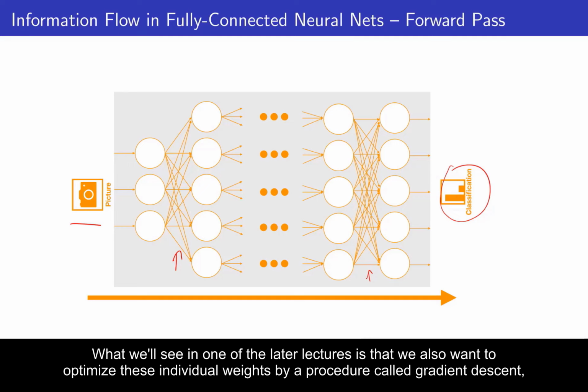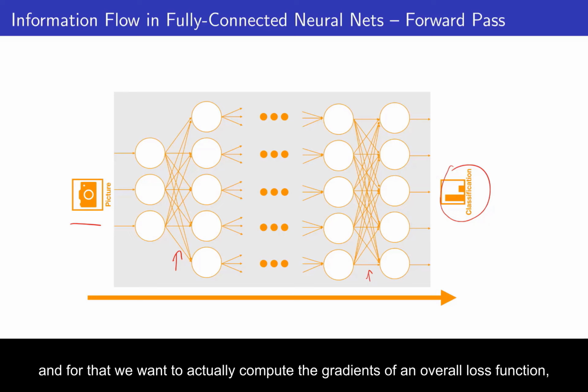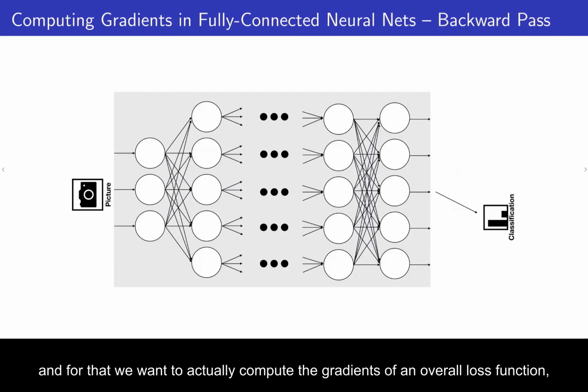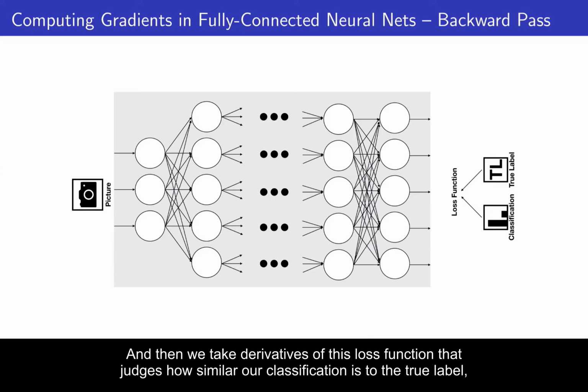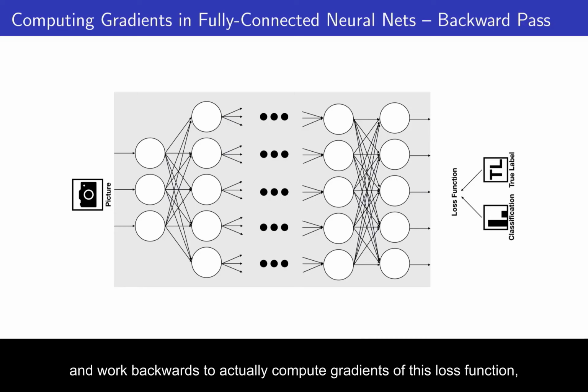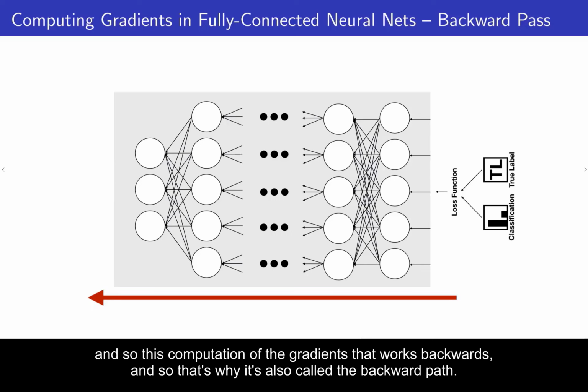What we'll see in one of the later lectures is that we also want to optimize these individual weights by a procedure called gradient descent. And for that, we want to actually compute the gradients of an overall loss function. And this loss function takes this probabilistic classification and compares it to the true label of the image. And then we take derivatives of this loss function that judges how similar our classification is to the true label, and work backwards to actually compute gradients of this loss function. And so this computation of the gradients works backwards, and that's why it's also called the backward pass.